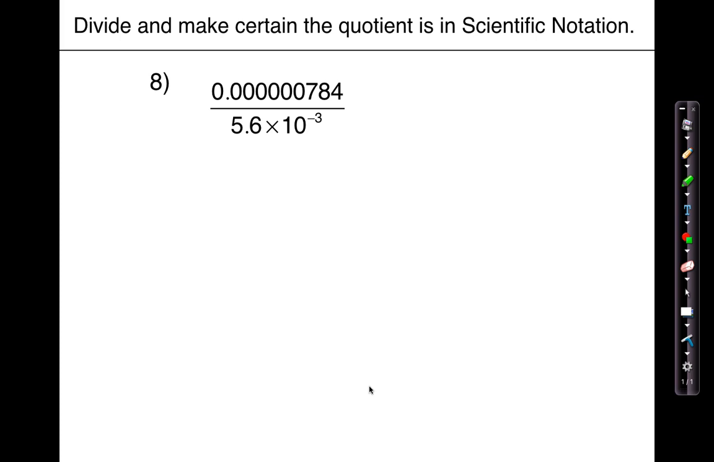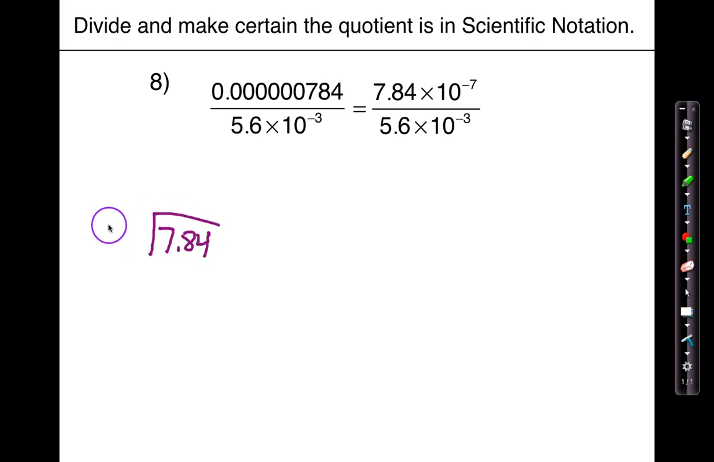Okay, so let's see how well we did. So here, 7.84 times 10 to negative 7th over 5.6 times 10 to negative 3rd. Real quick, I'm just going to go over how to do the division part of it. With estimation, 7.84 divided by 5.6. You're going to move your decimal over once to the right, once to the right. Can 56 go into 7? No. Can it go into 78? Yes, once, which is going to leave us with the remainder of 22. Let's bring on that 4.